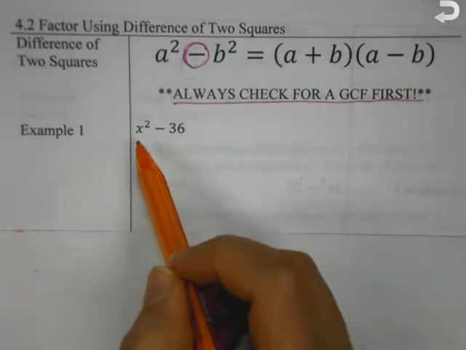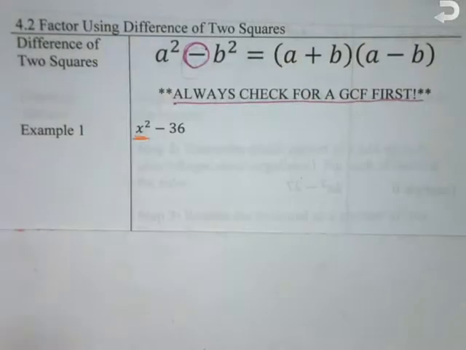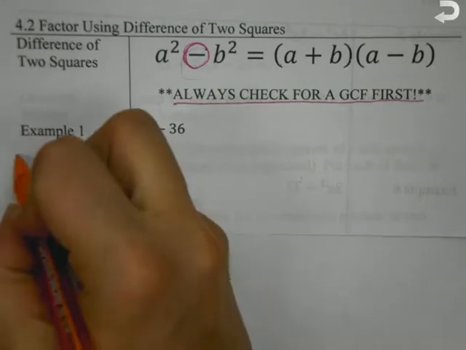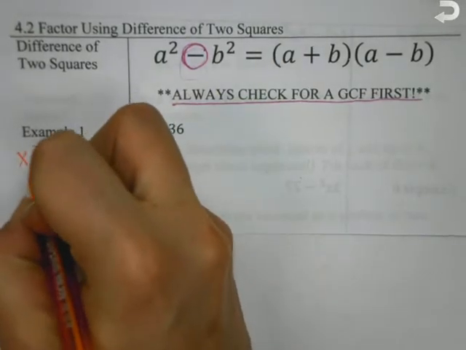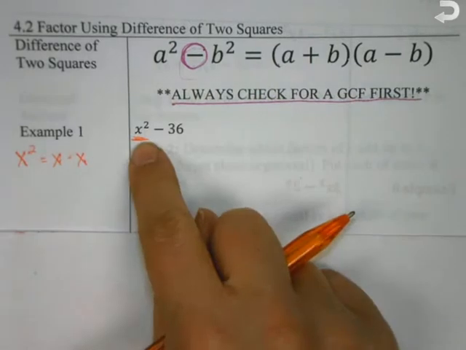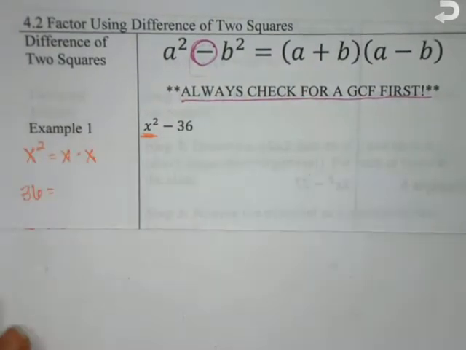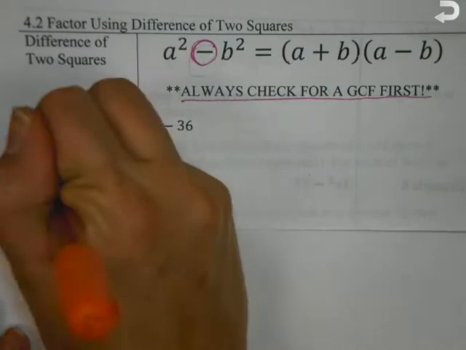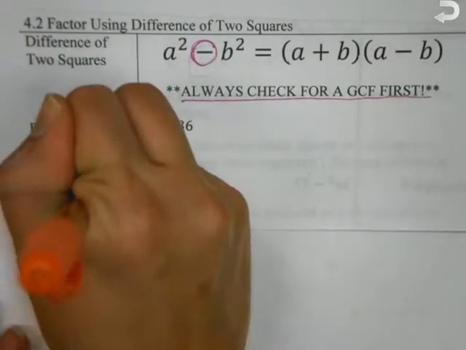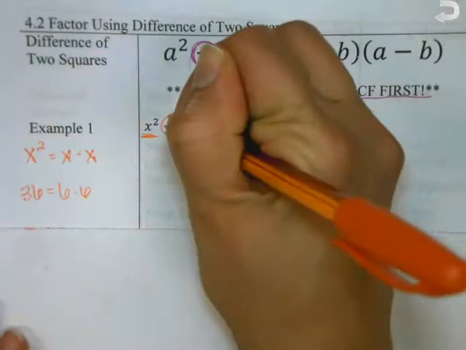How do I know? Is x squared a perfect square? Can I take the square root of x squared? What times itself gives me x squared? X times x. So x squared is a perfect square. Is 36 a perfect square? Yes. What times itself gives me 36? 6 times 6. So we have two perfect squares. Are they being subtracted? Yeah, so this is a difference of two squares.